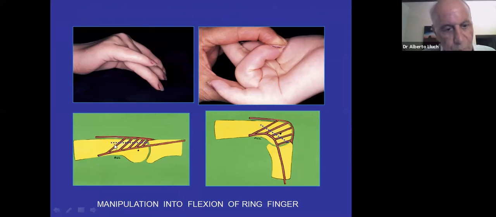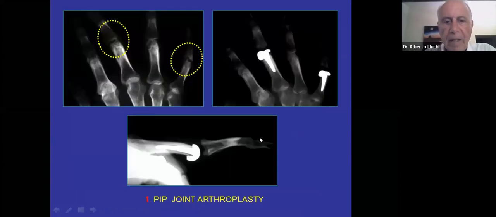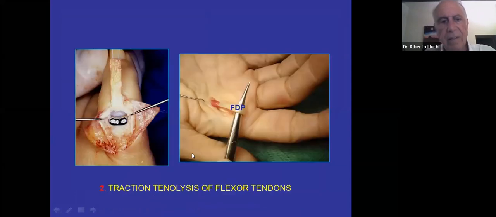flex. You don't need to do a surgical release, like many doctors that do a C-plasty lengthening of the central slip, which is not shortened, or cut this fibrous connective tissue that connects the central slip and the lateral bands. And by manipulation into flexion, usually you can flex the finger. In the fingers in which the joint is destroyed, there is no other choice than to place an implant.